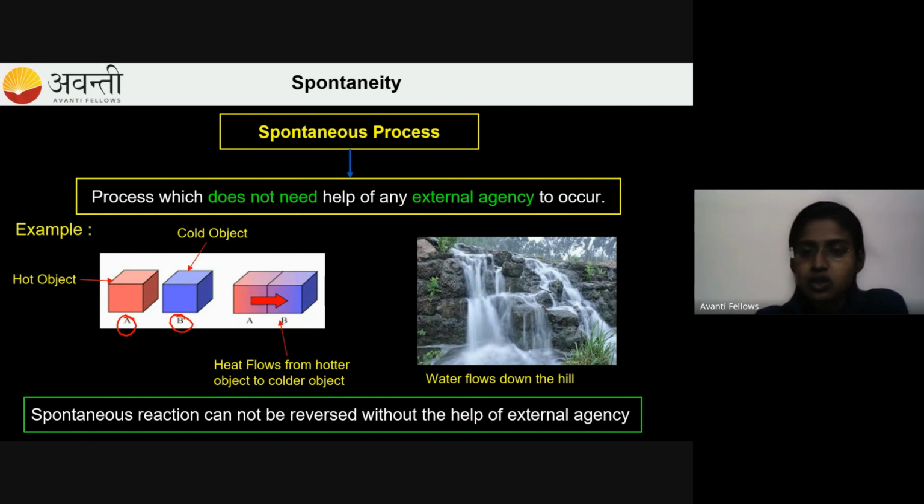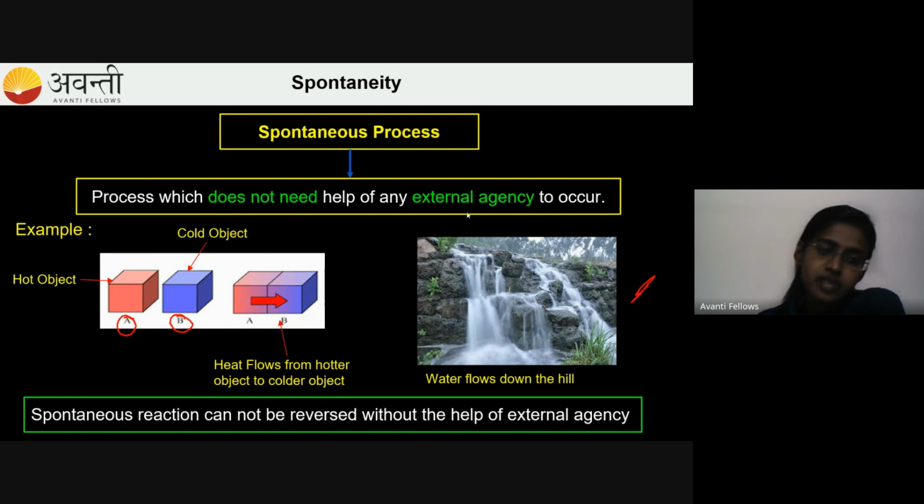And also one more example here. Water flows down the hill. It is just coming down from the top. It doesn't need any external agency to come from top to bottom. So these reactions are called spontaneous reactions or spontaneous processes, and they cannot be reversed.